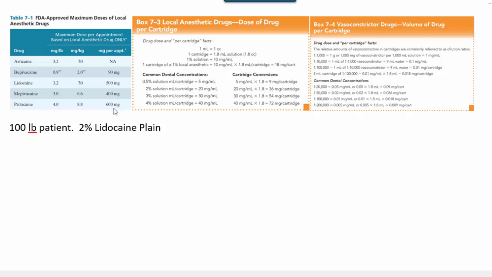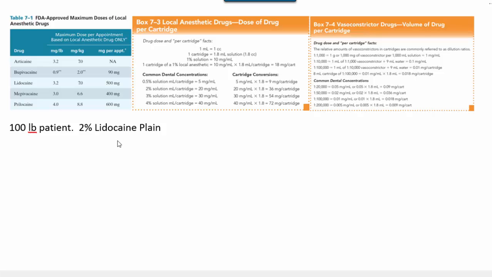The other is the patient's MRD based on their body weight. This must be calculated using the milligrams per pound chart on this same table. The last is the MRD for the vasoconstrictor you are using, whether it be epinephrine or levonordefrin, and Table 7.4 gives you those. So let's begin determining the maximum recommended dosages for a 100-pound patient receiving lidocaine plain, meaning that the anesthetic doesn't have any vasoconstrictor in it.